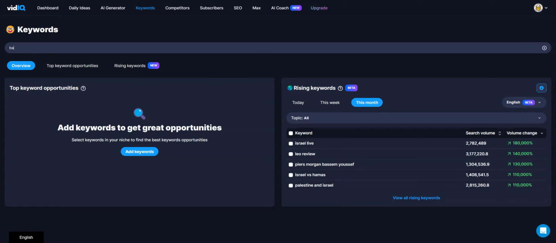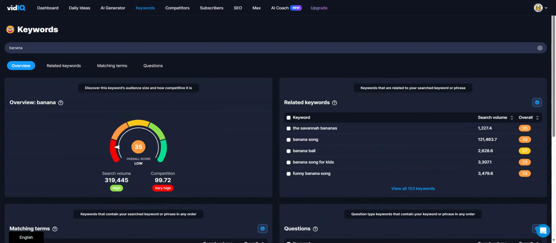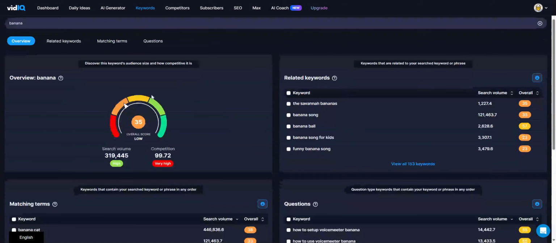So for example, let's say banana, and let's search for it and see the overall. The overall score is based on the search volume. So the higher the search volume, the higher the overall score, and competition: the higher the competition, the lower the overall score. So it's a mix between the two. Besides that, it's going to give us related keywords, matching terms, and questions.